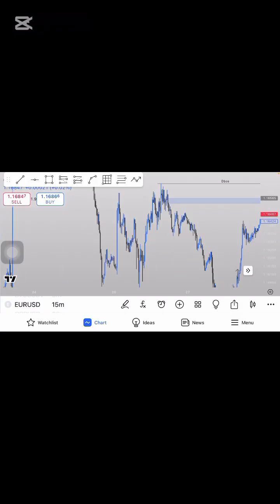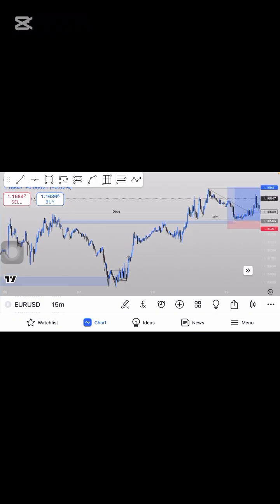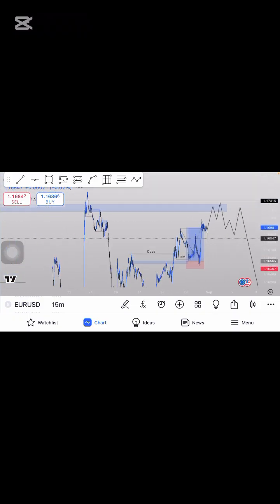So guys, this is it on this Euro USD. You can see this one is very sharp. It's very sharp, man. Very sharp.